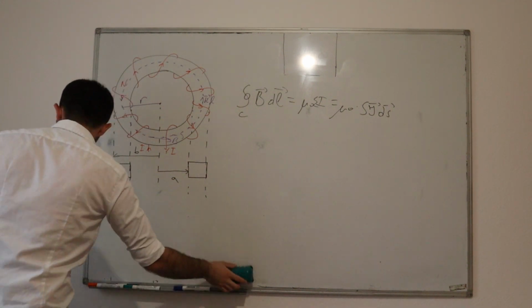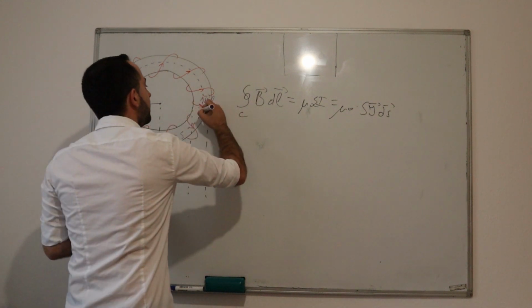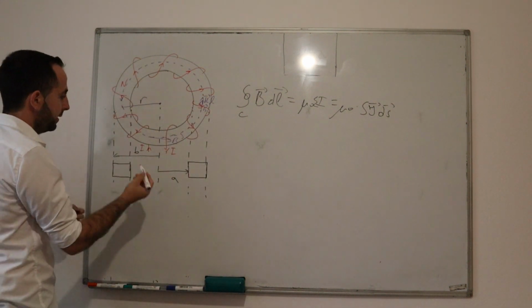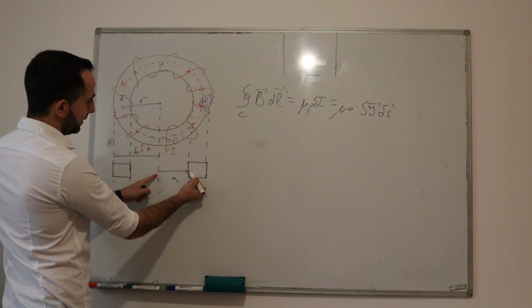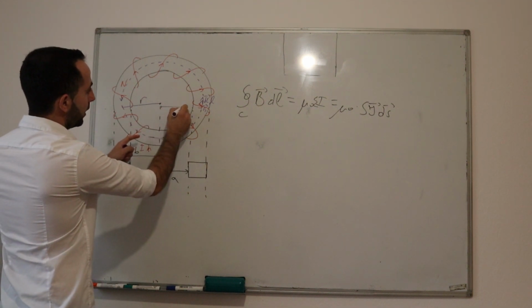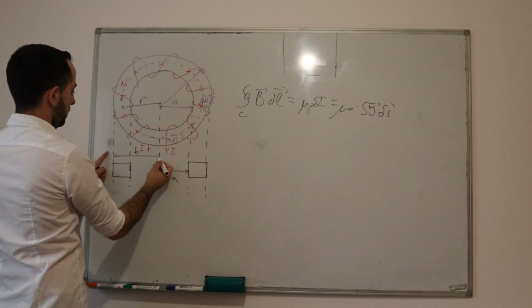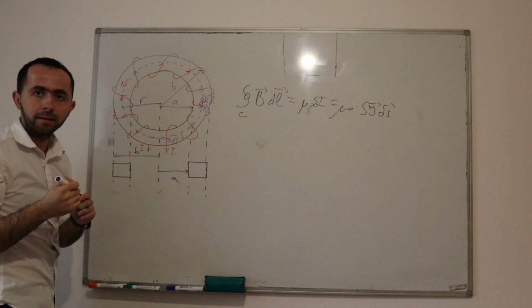So, in our case, dl and B have the same direction. We are analyzing, what does this mean? Well, it only says that the inner radius of this inner circle is a, the outer radius is b. And that's it.